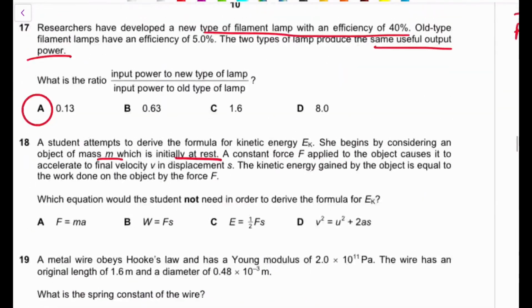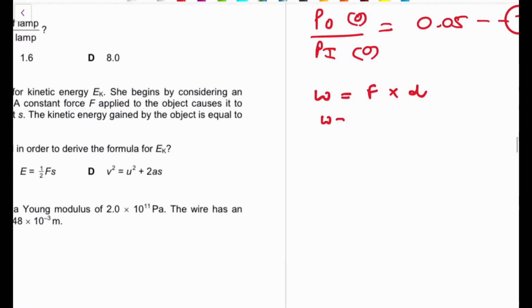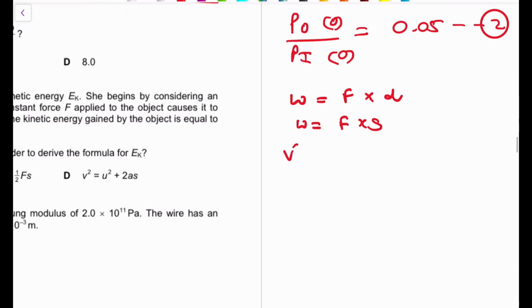Let's try to help the student derive the formula. We know that work done is force multiplied by the distance, so work done is force multiplied by s. The student considered an object which is initially at rest, so v squared is equivalent to u squared plus 2as. Initially at rest means u is equivalent to 0.